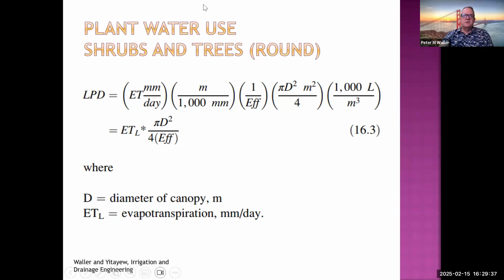Okay, so the plant water use, the liters per day, you can do all this unit conversion, and then you come up with the liters per day is the evapotranspiration rate for the plant in millimeters per day, basically times the area of the plant. And then you can divide by the irrigation efficiency here, which I do sometimes, but in the spreadsheet, I don't divide by the irrigation efficiency initially. I put it at the end when I figure out my irrigation run time.